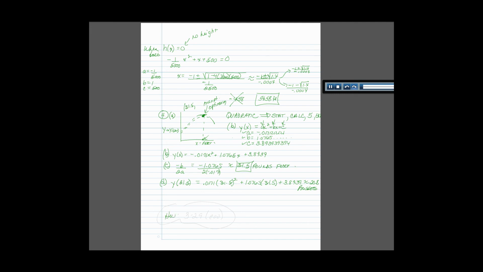Alright, for homework, to practice these kind of problems, you need to do problems 3 through 29 every other odd. When you do these, you're going to realize basically they all work the same. The words are just different.